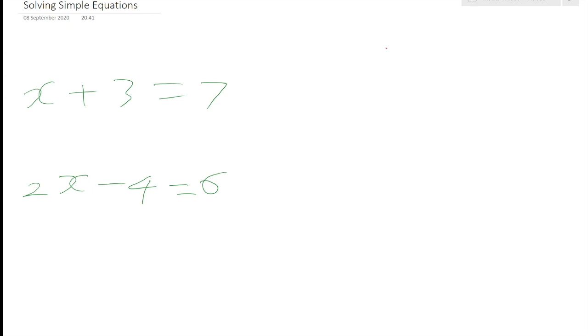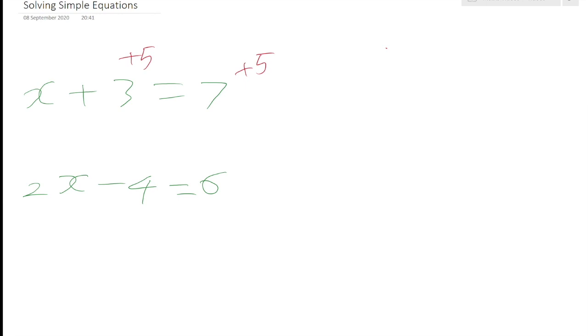When we're solving equations, regardless of how simple or complex, there are certain rules of what we can and cannot do. And the fundamental rule is whatever you do to one side of the equals sign, you must do to the other side. So for example, if, say, I wanted to add 5 to the left-hand side of this x plus 3 equals 7, to keep the equation true, to keep it so that both sides are equal, I would have to add 5 to the right-hand side.